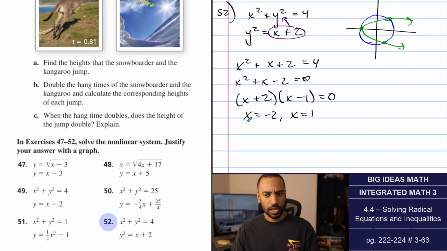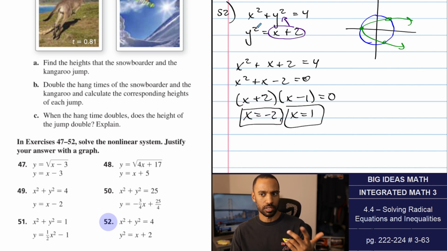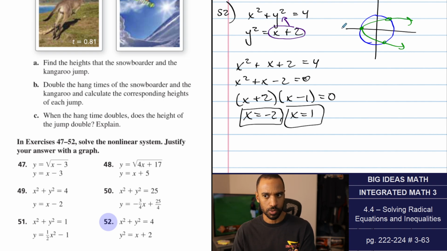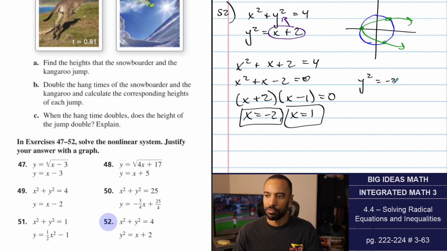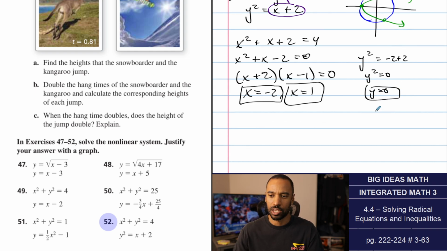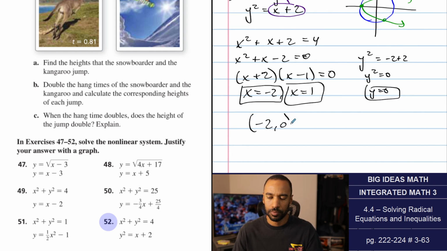I don't think anything here should be in the extraneous realm because we didn't square anything that wasn't already squared this time. This was literally a direct substitution. But we have to now solve for y from these. Let's use the bottom equation, which just looks easier to work off of. So y squared equals -2 plus 2. Y squared equals 0, so y equals 0. -2, 0 was one of the answers I expected, so -2, 0.